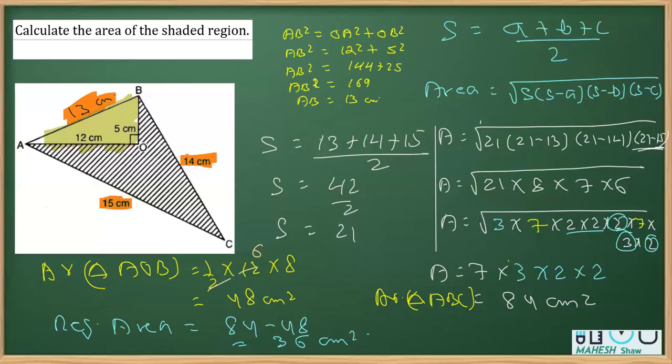It seems we have made a mistake. This is not 8, this is 5 instead. You can see from the figure, this is 5, not 8. So we'll get a different answer here. So this is 6 into 5, that is 30, and then we will be subtracting 30. On subtracting 30 from 84, we should get 54 centimeter square. That should be the final answer.